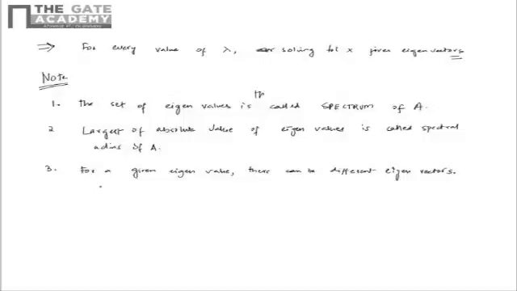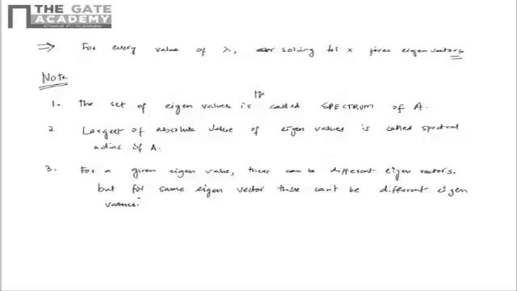But for same eigenvector there can't be different eigenvalues. What it means is that for a given eigenvalue there can be different eigenvectors, which we'll see, because the set of simultaneous equations has infinite solutions, as you all know, for the non-trivial case.